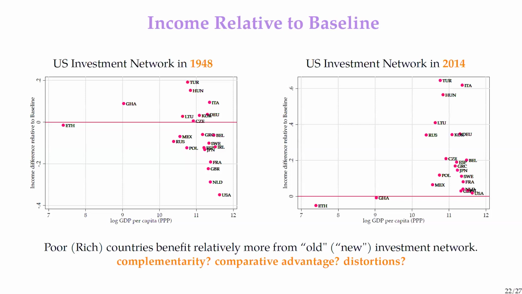The interesting question would be to find out why this is. Is it given by complementarities between the investment network and the production network? Is it given by distortions in this economy? Or is it given by a story about comparative advantage? So more work will come on that side.